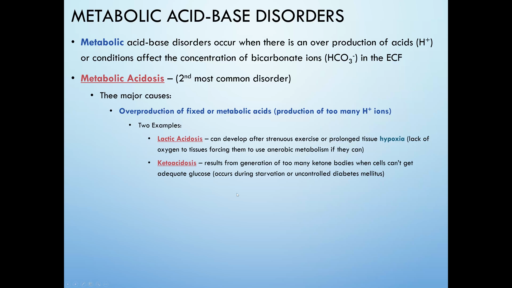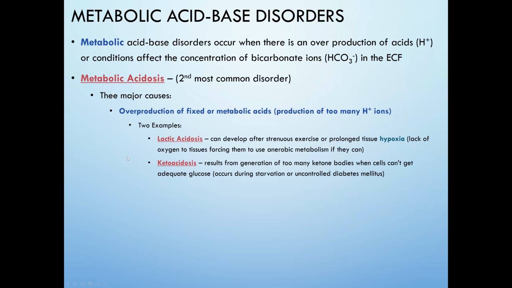Another example of an overproduction of acid is ketoacidosis. This results from the generation of too many ketone bodies, and cells do this when they can't get adequate glucose. So this could occur during starvation when you're not able to eat enough glucose, or during uncontrolled diabetes mellitus where the glucose stays in the bloodstream and never is able to come into the cells, so the cells can't use it, so they have to switch to an alternate form of energy, and they end up making ketone bodies in the process. And so the ketone bodies are acidic, so they are actually ketone acids, and so that results in ketoacidosis.